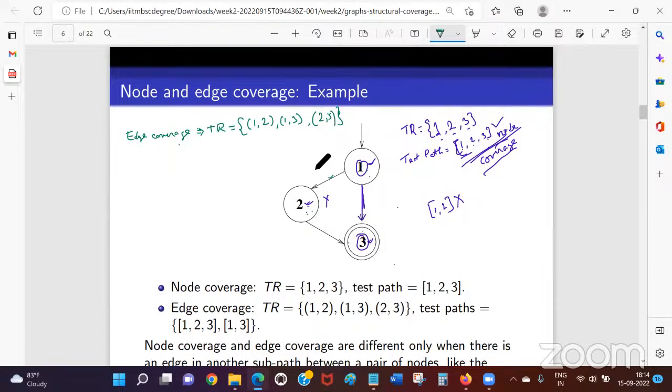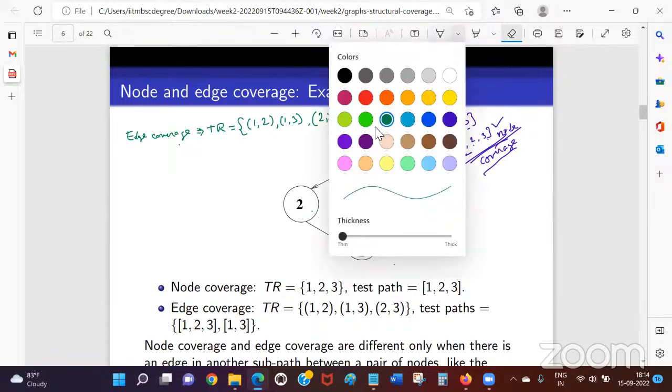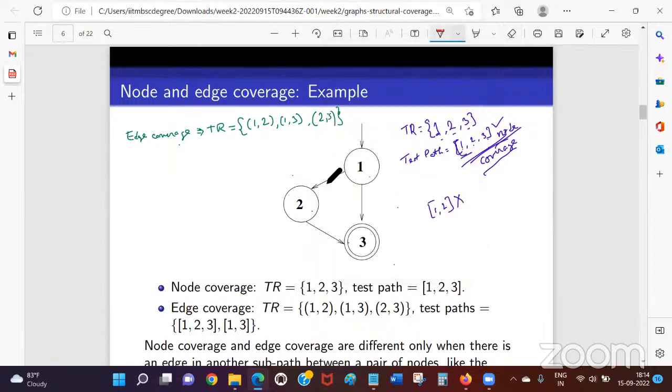Okay, so now I need to test this edge, this edge, and this edge. So these are the 3 edges I need to test. I'll just clear my screen. It will be easier to understand. So I'm looking for coverage of this particular edge, and this particular edge.